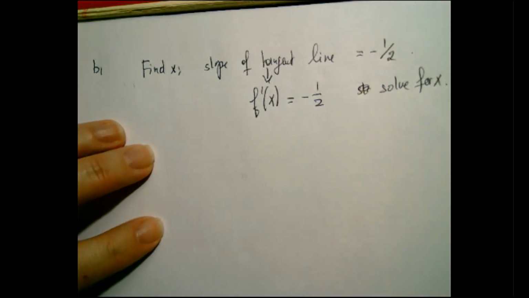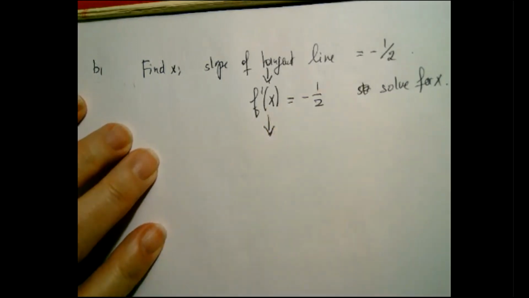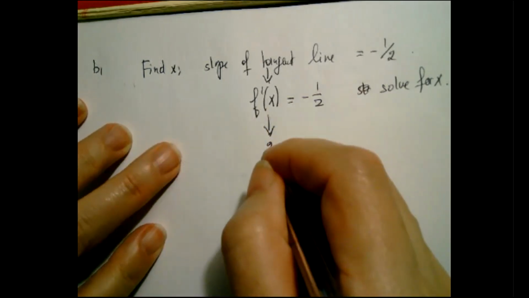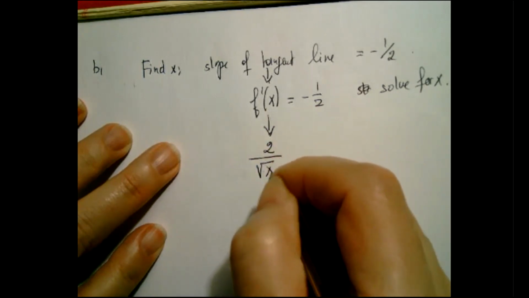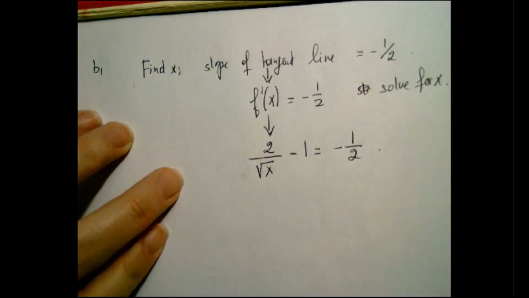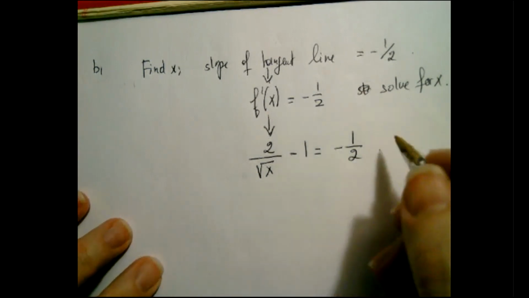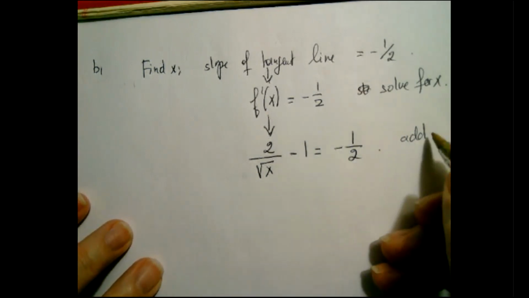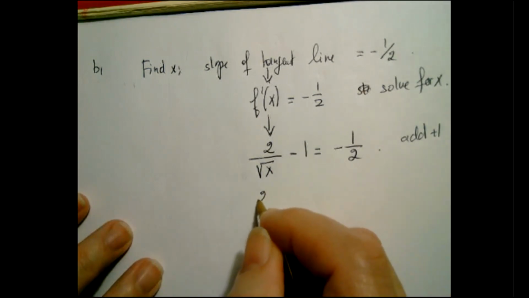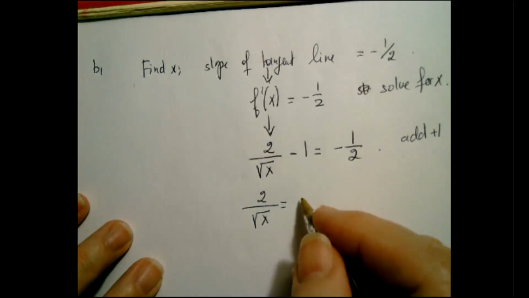Now we already evaluated the derivative. It was 2 over the square root of x minus 1, and we're going to set this equal to a negative half. Again, we're going to isolate the term where we have x. So we're going to add 1 to both sides. Minus a half plus 1 gives a half.